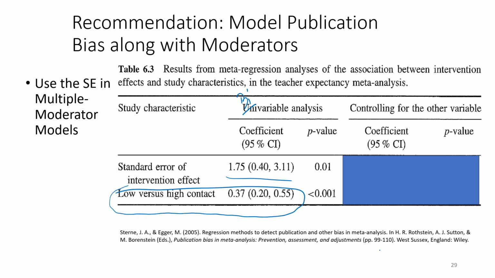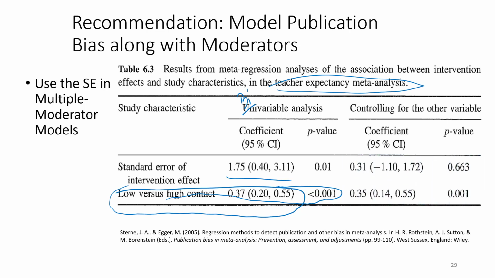This meta-analysis is looking at the teacher expectancy effect. So teachers are told the students are all brilliant, to see how much that affects actual performance. Well, maybe you have high contact versus low contact with the teachers, and that is significantly related to the effects. That you have more contact, therefore there's a bigger effect size. If you put them in the same model, I would call this a multiple moderator meta-regression.